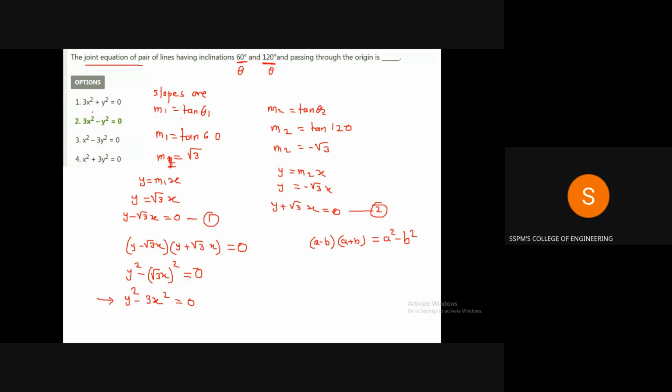If you do not find this answer in options, just multiply this equation by minus 1 or take both these values on the right hand side. You will get minus y square plus 3x square is equal to 0. That is similar to this option. Okay, 3x square minus y square. Okay, minus y square plus 3x square is similar as this option. Okay, so this is the correct option. Okay, next question.